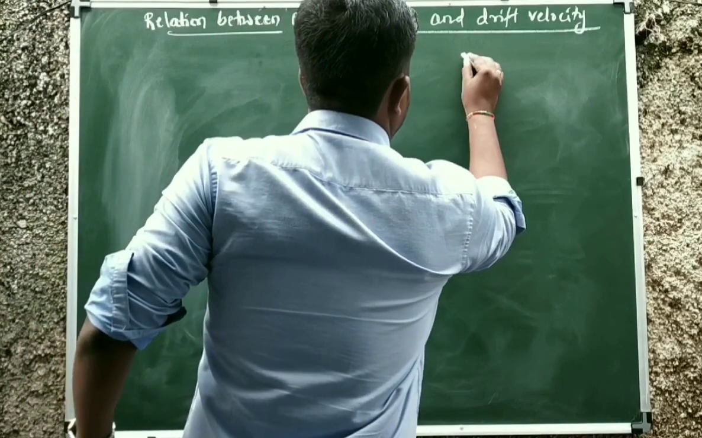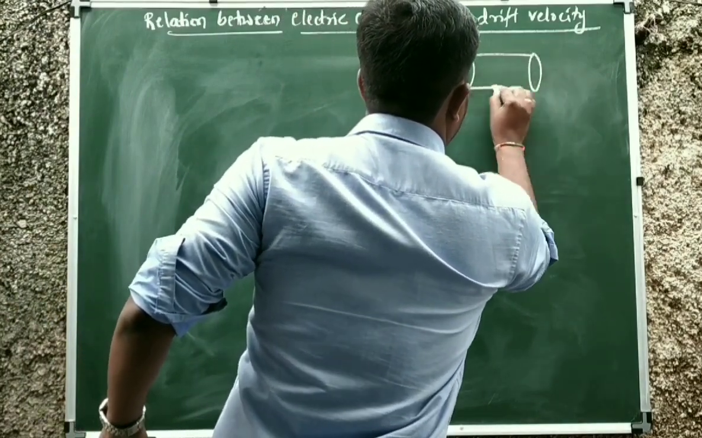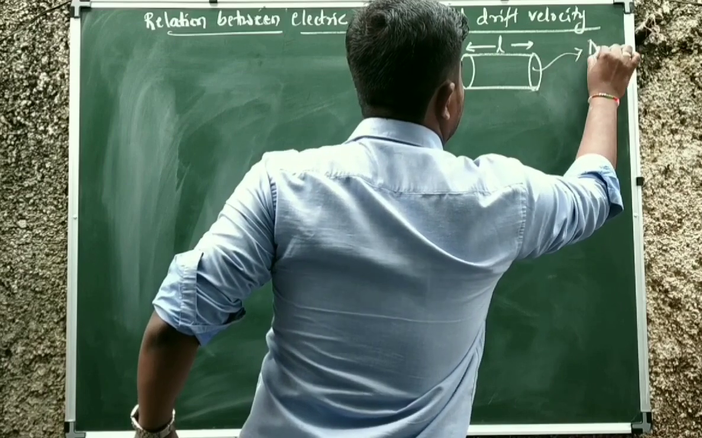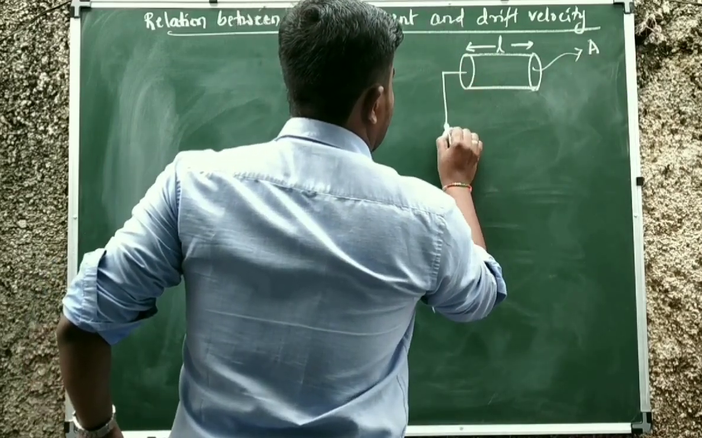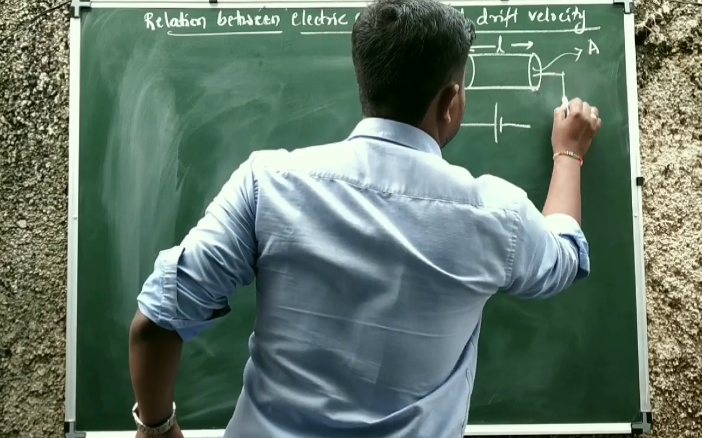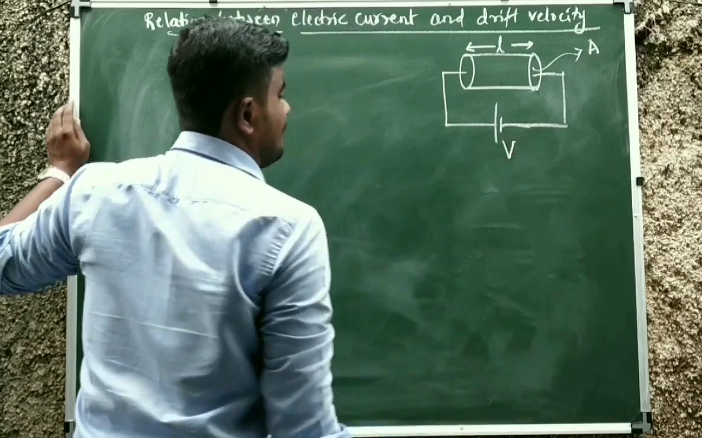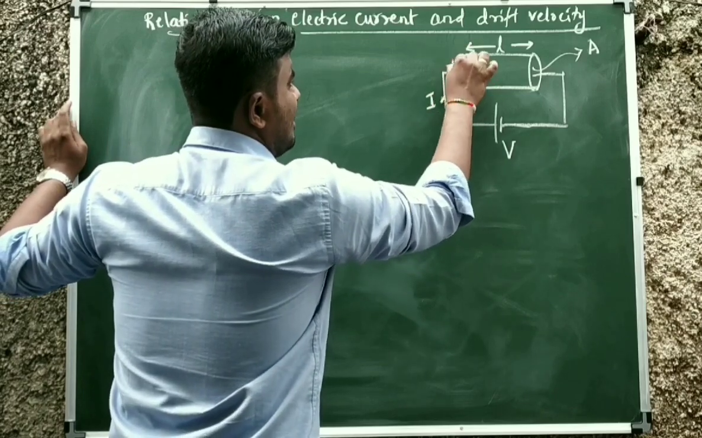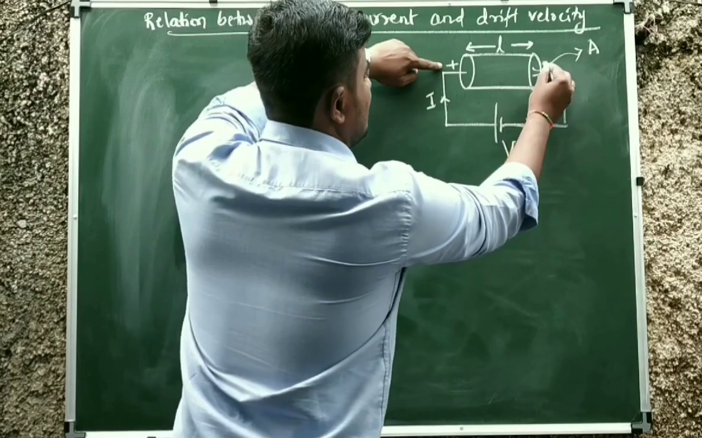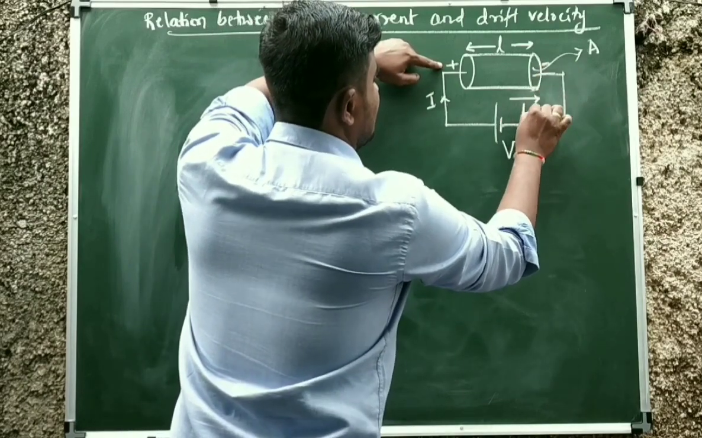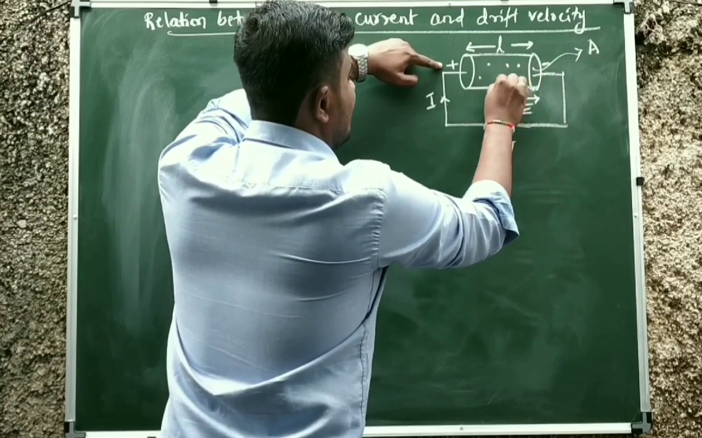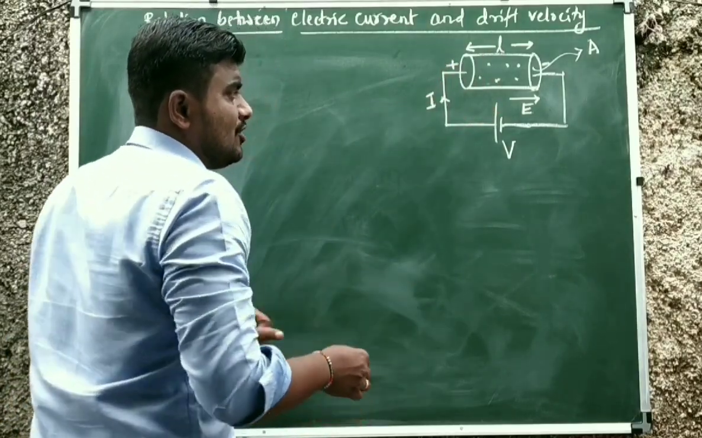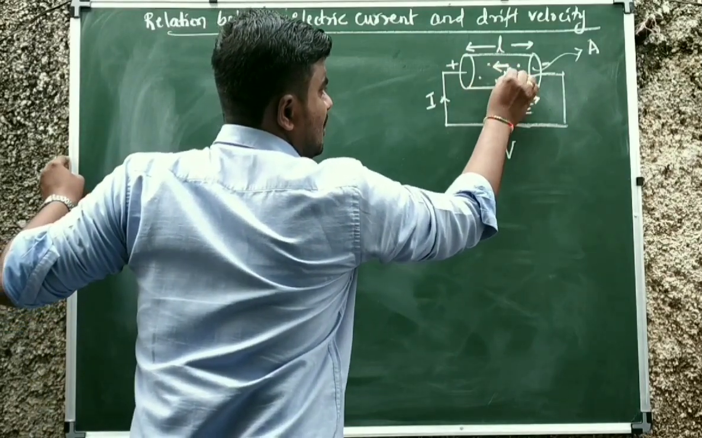Now let us discuss the relation between electric current and drift velocity. Please look here. For this, once again consider a conductor having a length L and area of cross section A, connected across a battery having a potential difference of V. Due to this potential difference, current is flowing, and an electric field is set up across the ends of this conductor, positive to negative. Many free electrons inside the conductor are drifting in a direction opposite to the electric field. This is the direction of drift velocity.